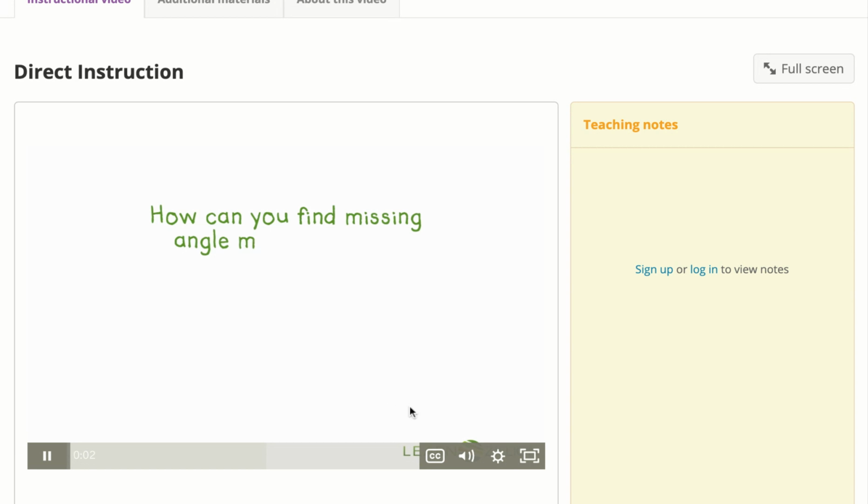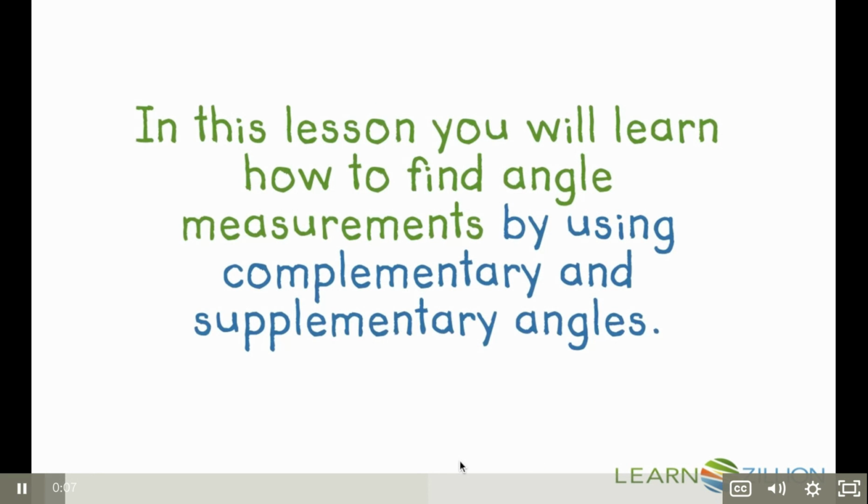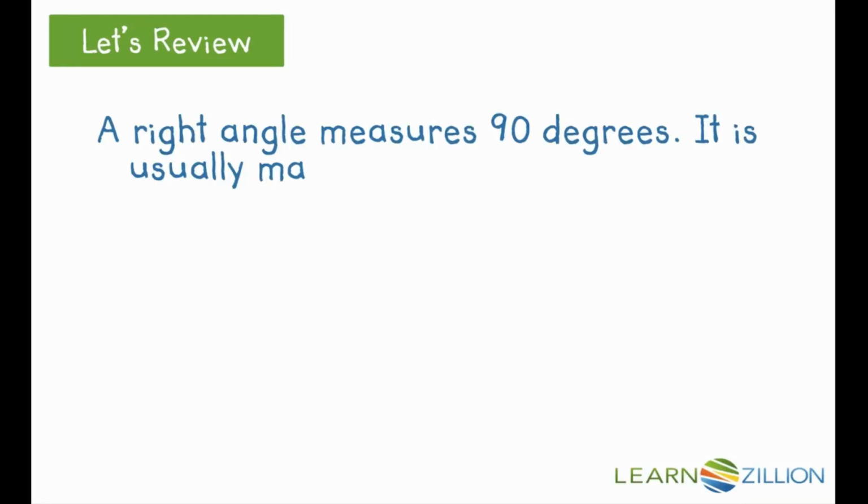How can you find missing angle measurements? In this lesson, you will learn how to find angle measurements by using complementary and supplementary angles. Let's review. Right angles measure 90 degrees.